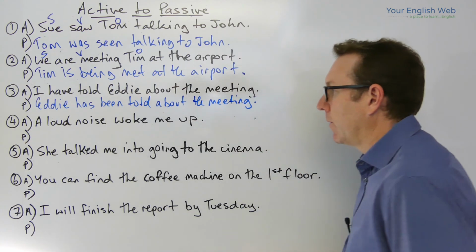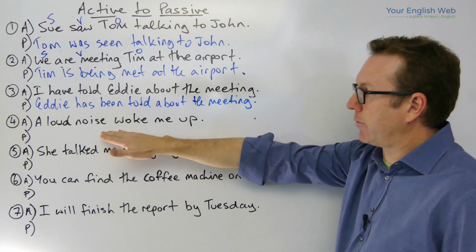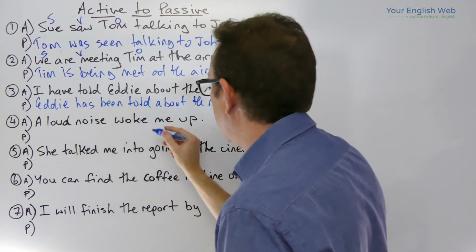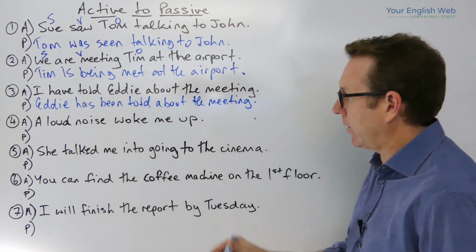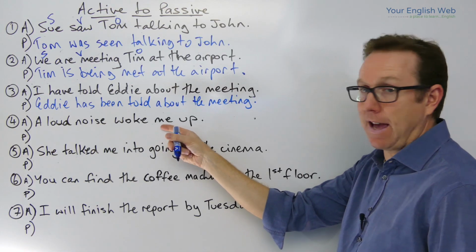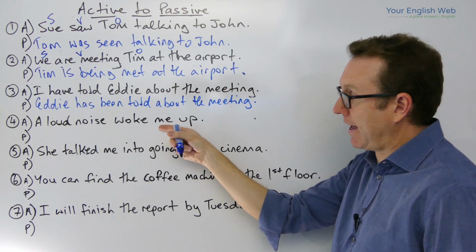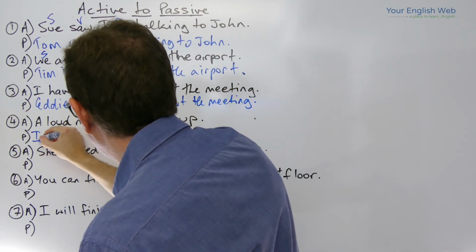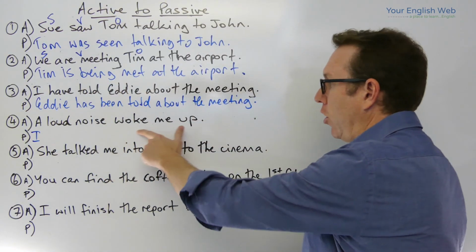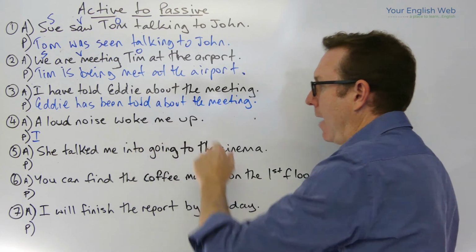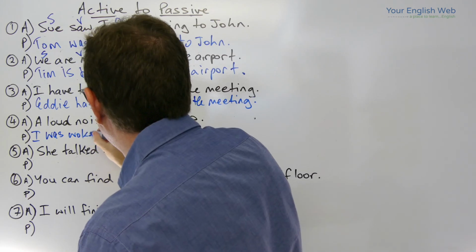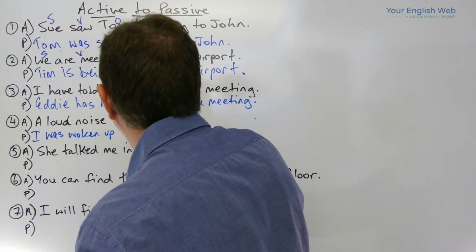All right, good. The next sentence, a loud noise woke me up. So a loud noise woke me up, okay? Woke me up. So here, me becomes I. The verb, woke me up. So I was woken up by.